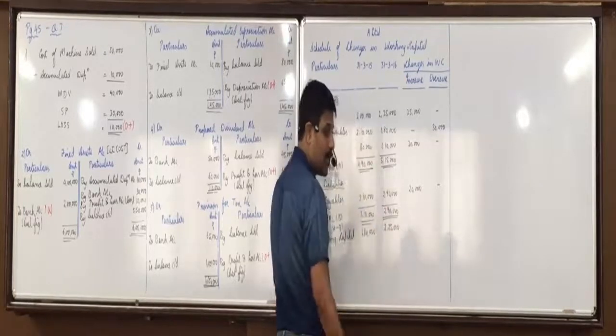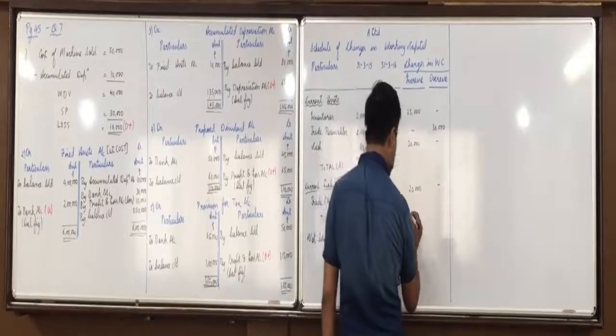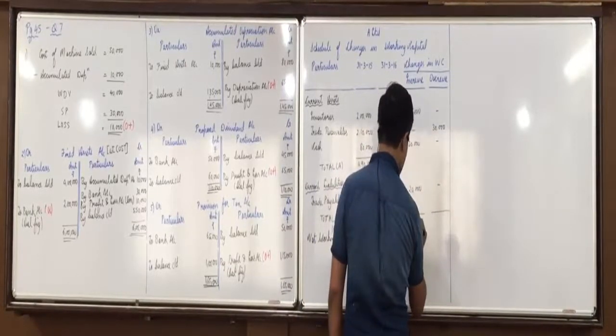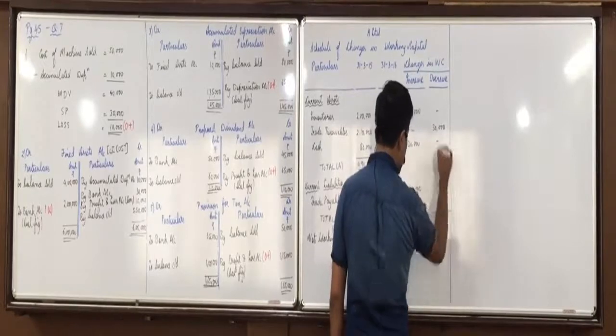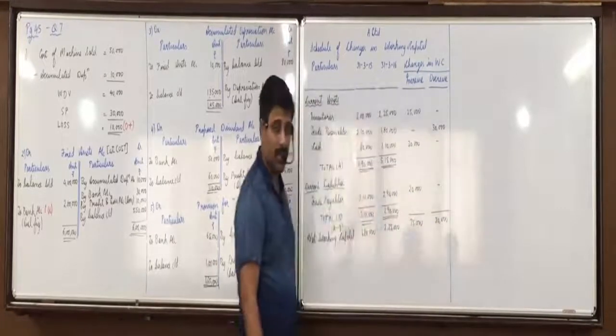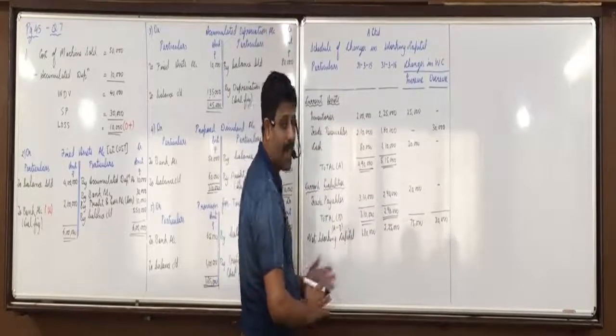What to do in the last two columns? In last two columns we'll simply add them. Total increase is 75,000 and total decrease is 30,000. Okay. Last two columns you will simply add it. Now you do the balancing.